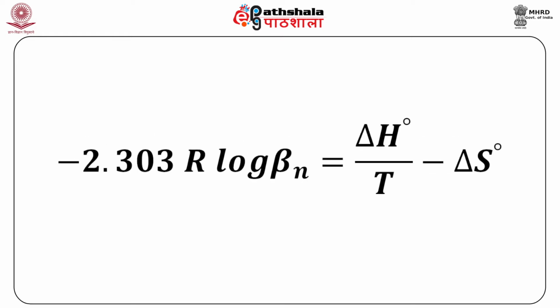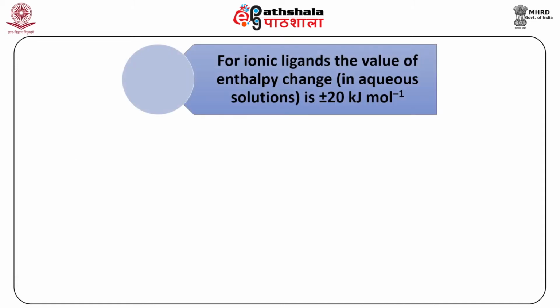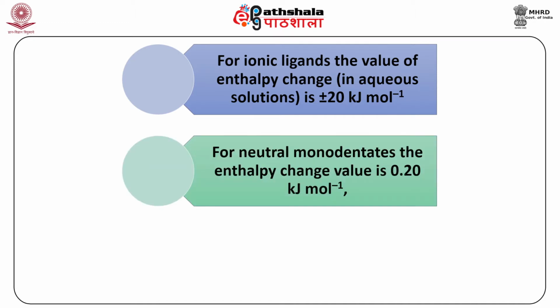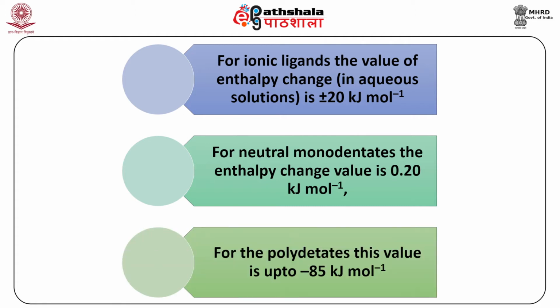On substituting the equations, we get minus 2.303 R log beta n equals delta H naught by T minus delta S naught, where delta H naught and delta S naught are the enthalpy and entropy changes during the reaction. For ionic ligands, the value of enthalpy change in aqueous solution is plus or minus 20 kilojoules per mole, and for neutral monodentates, the enthalpy change value is about 0 to 20 kilojoules per mole, whereas for polydentates, this value is up to minus 85 kilojoules per mole.